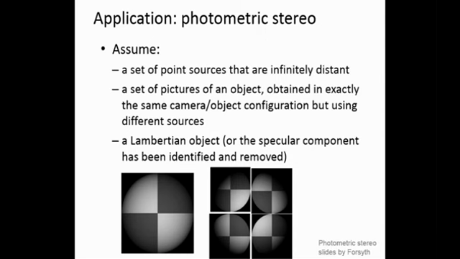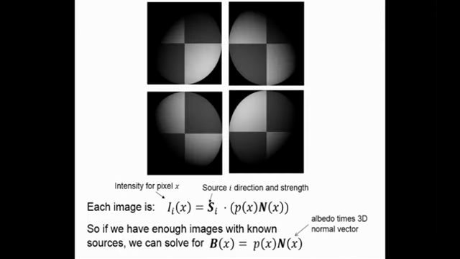And we've got a Lambertian object, or we've removed the specular component. The different lights on the different corners of the box will create different images. If all the lights are on, or if a top light is on, you might get this image. If the lower right corner light is on, then you get this image. If the upper left corner is on, then you get that image, and so on. So we can reconstruct the surface based on the intensities observed from these different light sources by just solving for the unknowns in this equation.